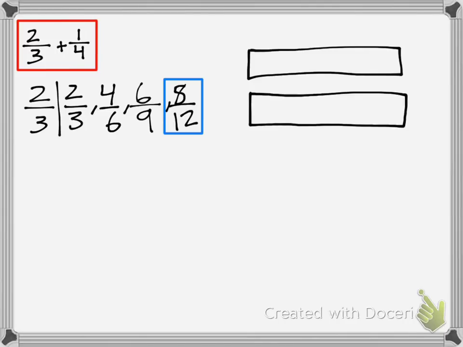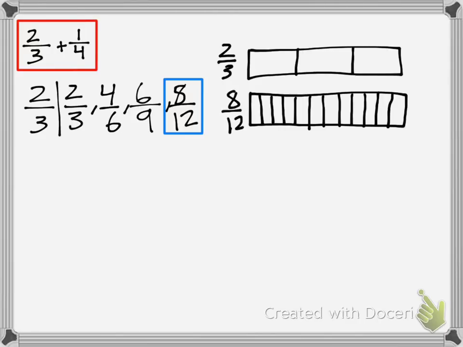So I'm going to create two models over here. The first one will be 2/3. The second one is going to be 8/12. Now for 2/3, we have the box split into thirds, so I'm going to go ahead and shade in 2 of those thirds. So now we have 2/3. For the second one, we have 12 open boxes, and I'm going to shade in 8. Now, as you can see, the 2/3 and the 8/12 fill up the same amount on those two models. So we know that 2/3 and 8/12 are equivalent.